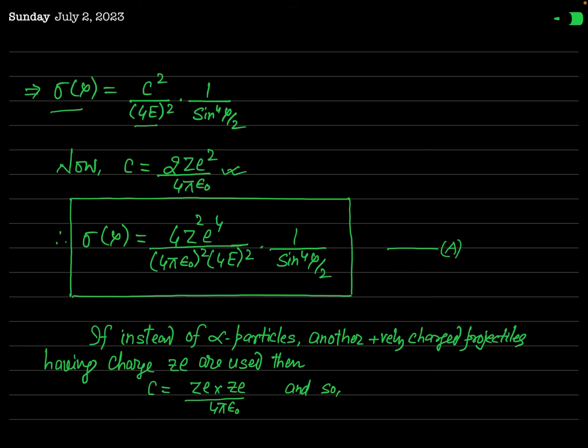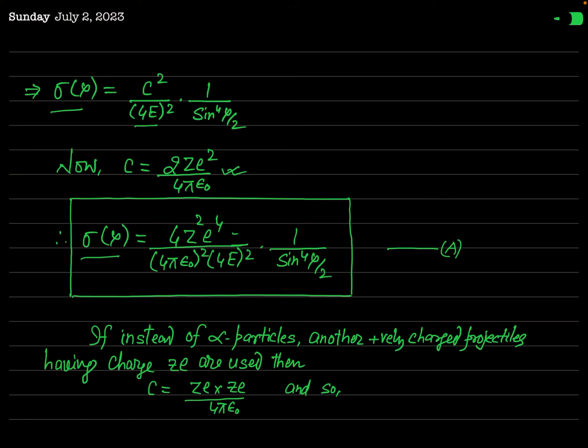And after substituting this value of C, you get sigma phi, which represents the differential scattering cross section. That is 4Z squared e^4 over (4 pi epsilon naught) whole squared times (4E) whole squared times 1 over sin^4 phi by 2. This is the well-known expression for the Rutherford differential scattering cross section.